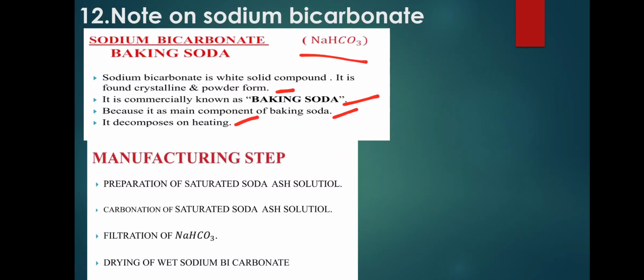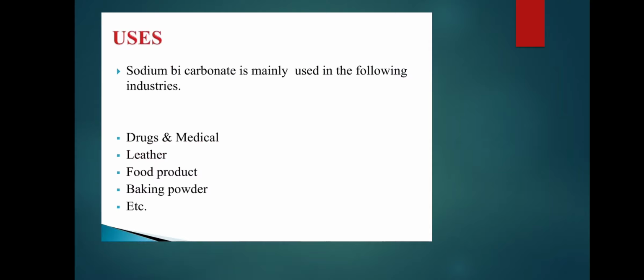Manufacture steps: preparation of saturated soda ash solution, then carbonation of the saturated soda ash solution, then filtering of sodium bicarbonate, drying of wet sodium bicarbonate. Simple. This is the preparation technique in the laboratories. In the industries, sodium bicarbonate is mainly used in drugs and medicine, leather, food products, baking soda, home applications, and as a systemic antacid. It acts as a systemic antacid.